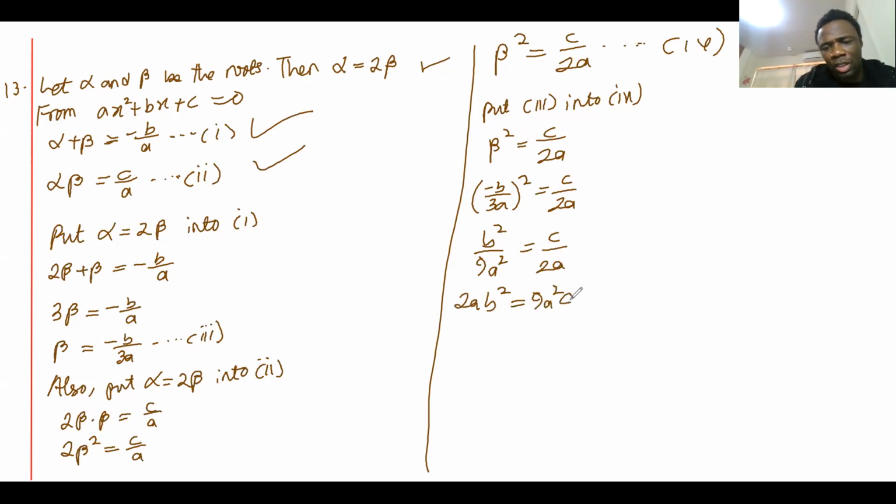9a squared c, right? And a is definitely not 0, right? Can a be 0? Nope. Why can't a be 0? Quickly, please. Because if a is 0, then it won't be a quadratic equation. Exactly. So since a is not 0, we can divide by a.